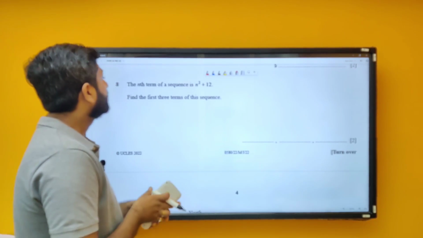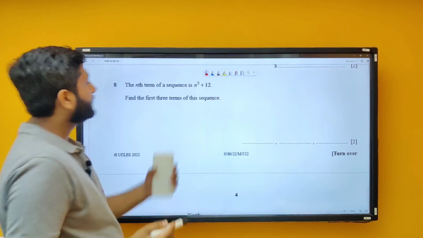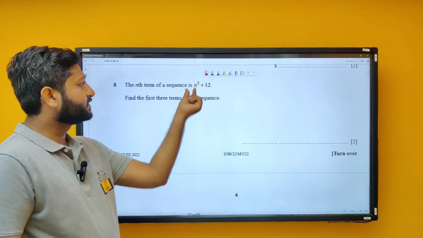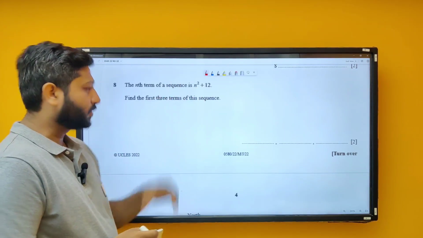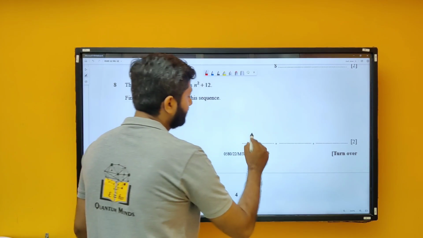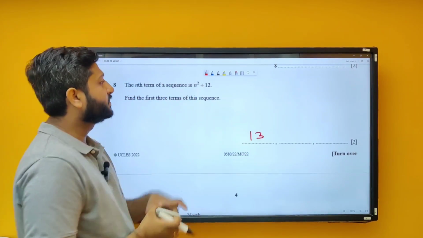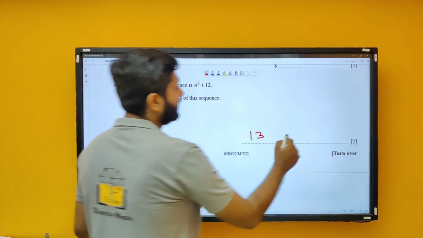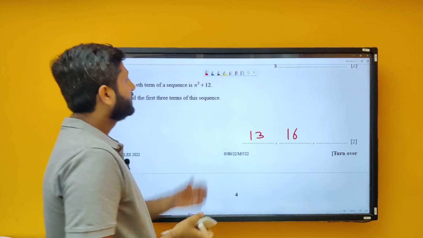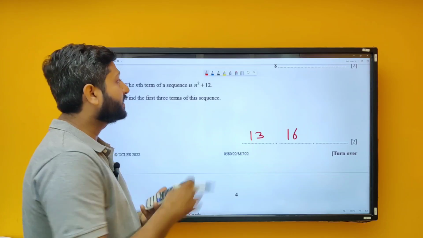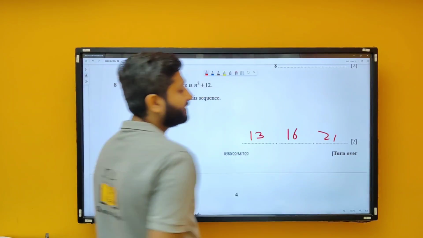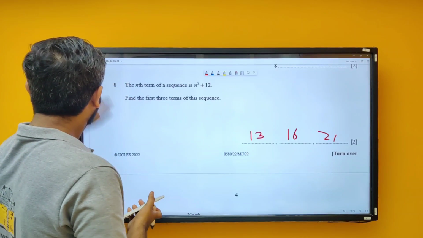The nth term of a sequence is given by n square plus 12. Find the first three terms of the sequence. I substitute n as 1. So 1 square is 1, 1 plus 12 is 13. If I substitute n as 2, 2 square is 4, 4 plus 12 is 16. For 3, 3 square is 9 and 9 plus 12 is 21. This is my answer. Next question.